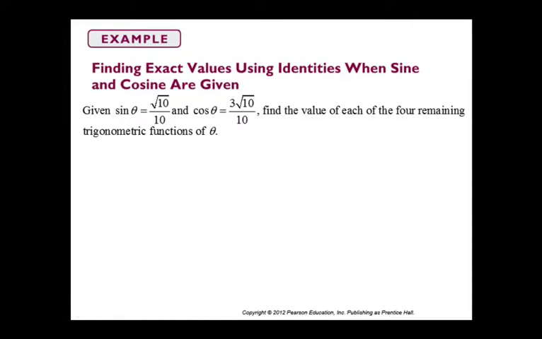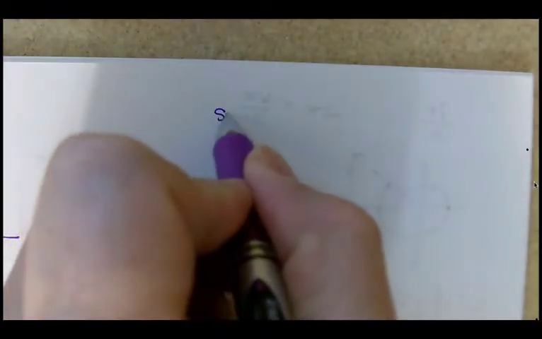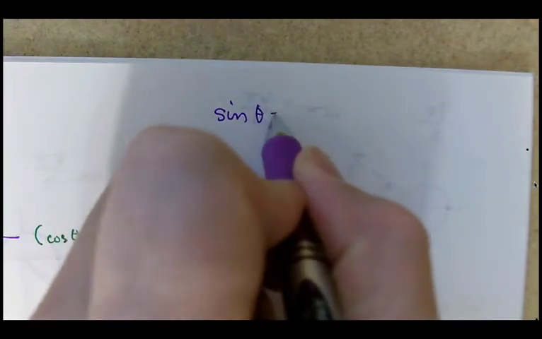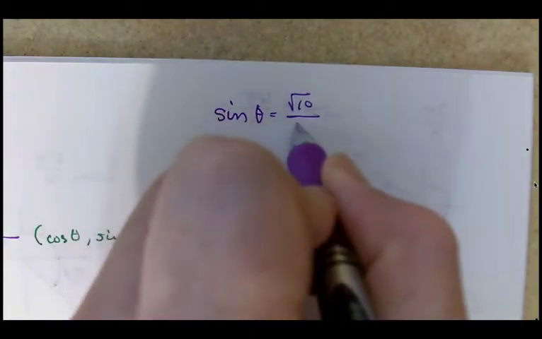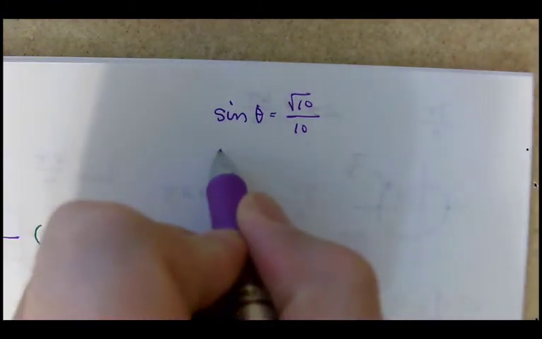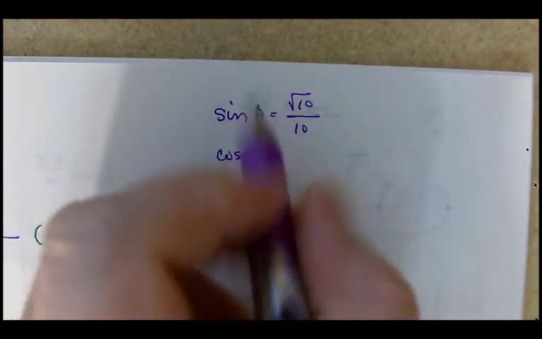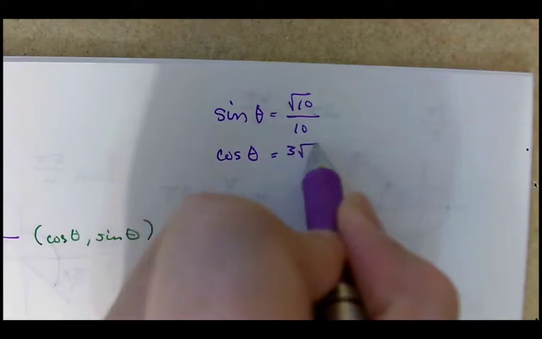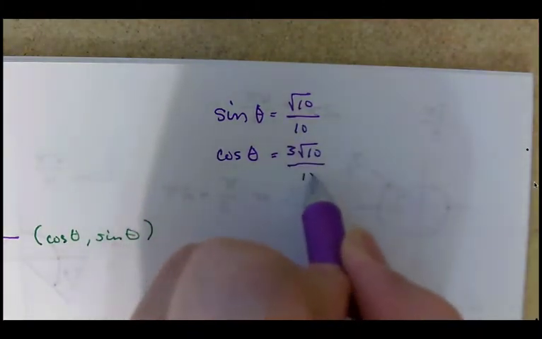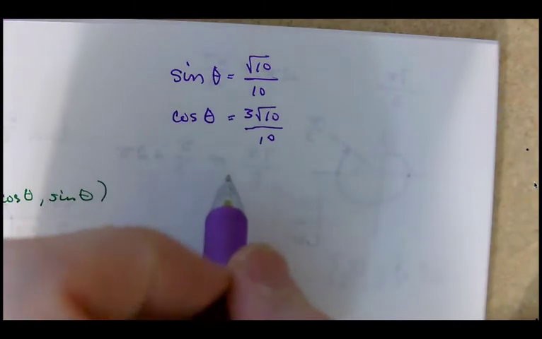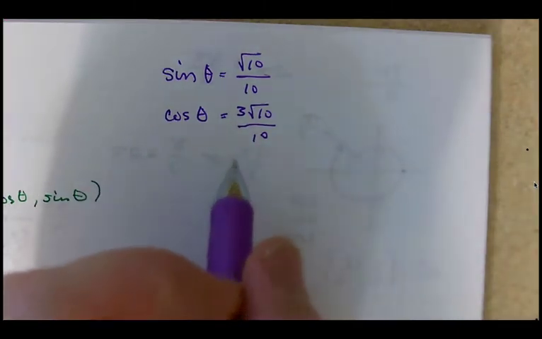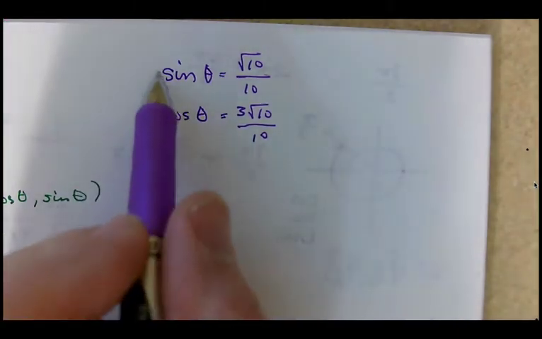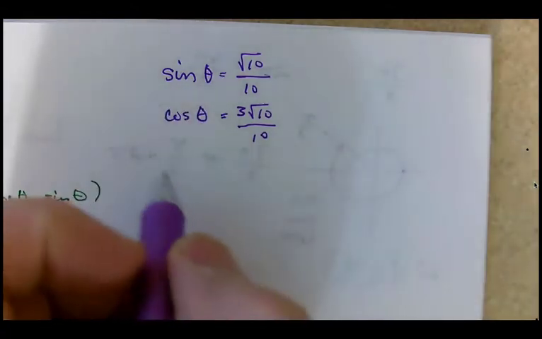Now, the first example says we have a sine of theta equals the square root of 10 over 10. Then we also have a cosine of theta, which is equal to 3 square root of 10 over 10. Now to solve this, it's pretty straightforward because what do we know already? We've got sine, cosine. We need to come up with the other 4.